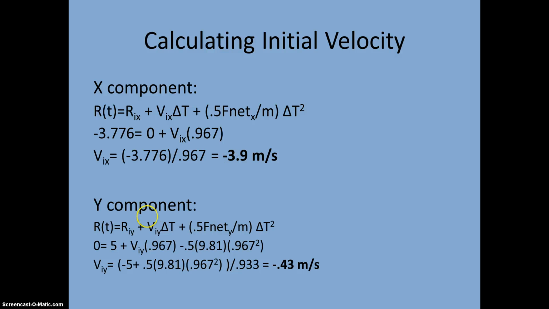And then for the y component, you do the same thing, but for everything in the y, but there's actually a force acting in the y component, whereas in the x there was not. So here you have 5 as the initial, and you have the initial velocity you're trying to find times delta t minus 1/2 times 9.81 times t squared, because the F net is 9.81 times the mass, but then it ends up getting divided by the mass, so it cancels out, so the mass doesn't matter. And then once you plug in all of these numbers, you get negative 0.43 meters per second.